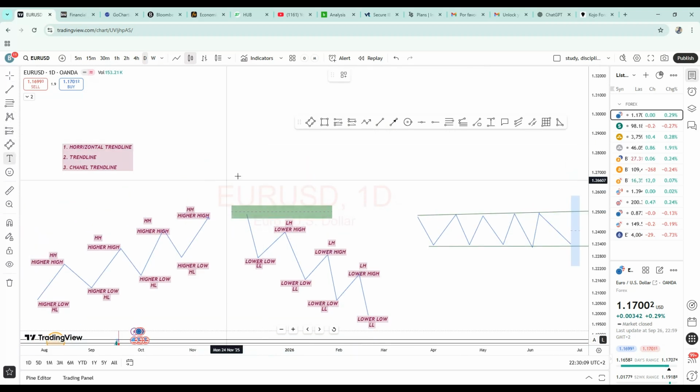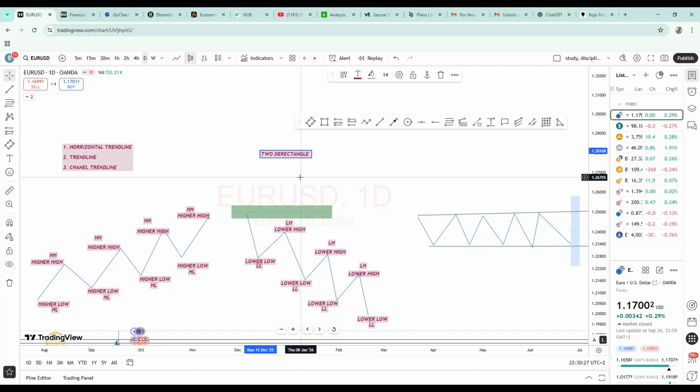Let me put everything down here. Rectangle, we have two rectangles. Two different rectangles. All right. So that is one.